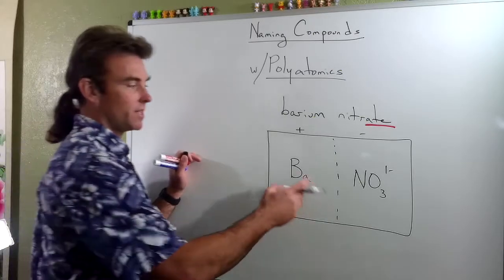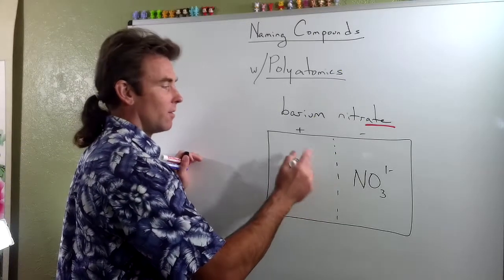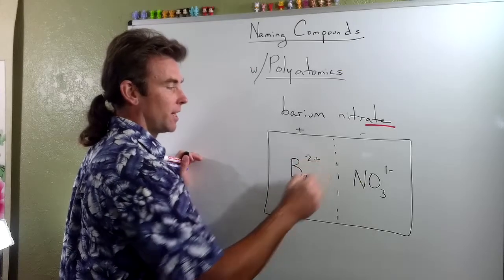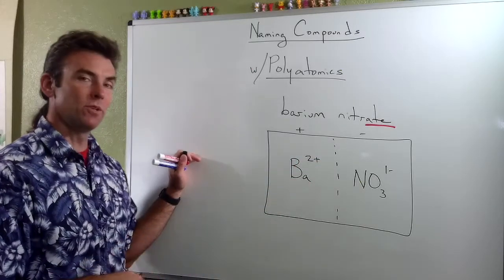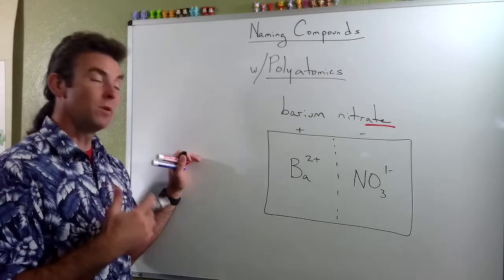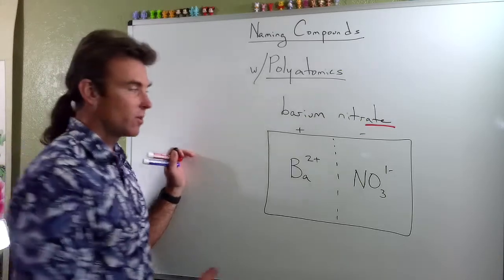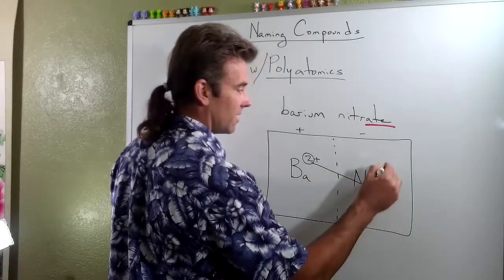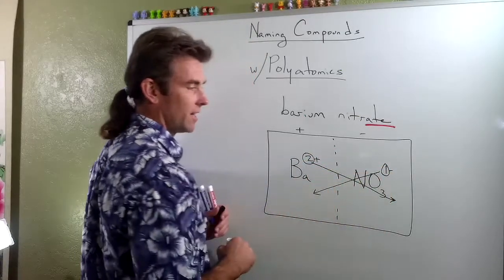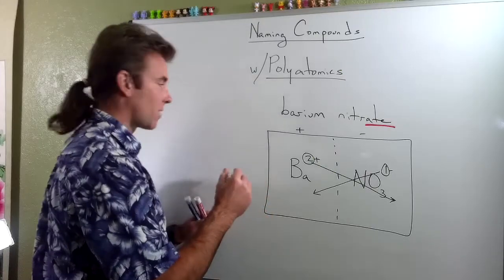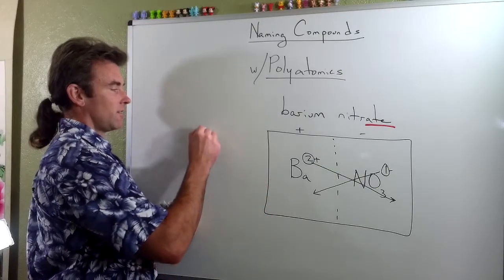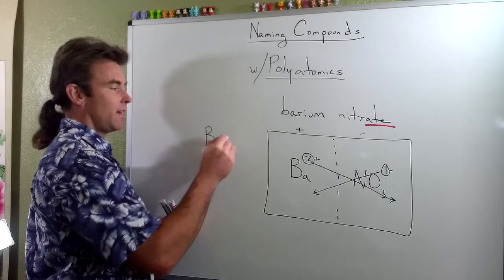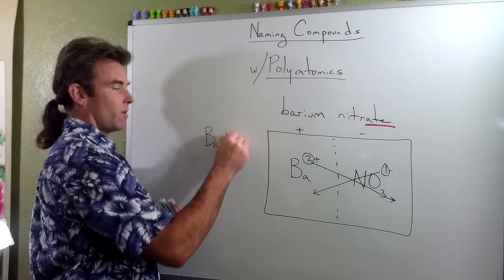We go back, we say, well, what's the charge on barium? Well, barium is a 2+. And of course, we do our crossy trick. But when we do our crossy trick, you'll notice that that 2 comes down in front of here, the 1 comes down in front of here. So you're probably not going to be surprised to see Ba, but what do we do with this NO3?